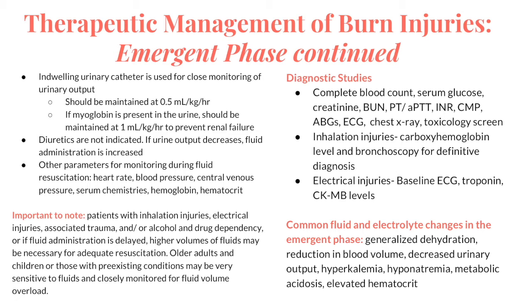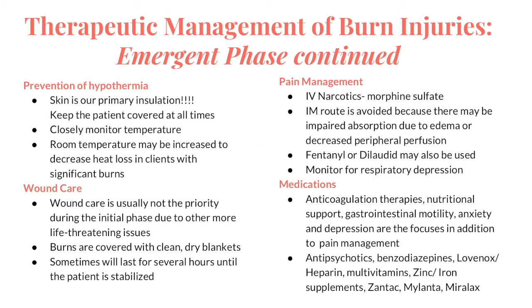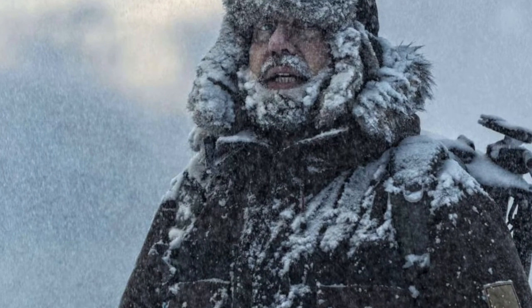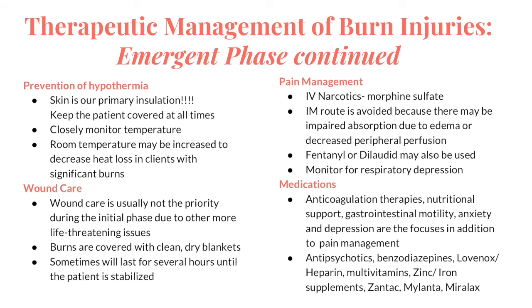Common fluid and electrolyte changes in the emergent phase include generalized dehydration, reduction in blood volume, decreased urinary output, hyperkalemia, hyponatremia, metabolic acidosis, and elevated hematocrit. One of our top priorities during the emergent phase is to prevent hypothermia, as skin is our primary insulation. So it's important to keep the patient covered at all times and to closely monitor their temperature. And the room temperature might be significantly increased.